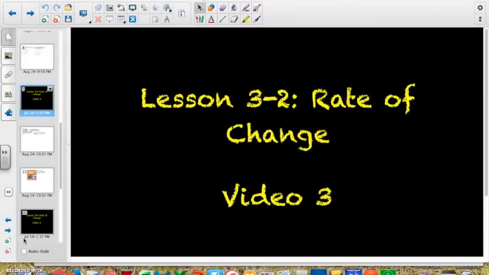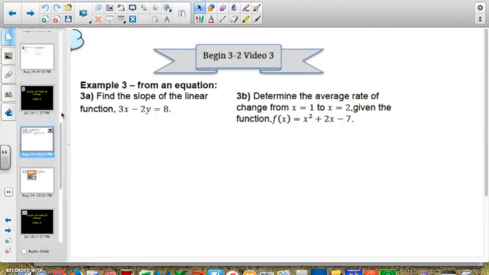Alright, welcome back to video 3 for lesson 3-2. We're going to take a look at yet another way that you may be asked to find the rate of change, and that's going to be from an equation. Now with a linear, we've already talked about how to find the slope, but we're going to go ahead and do a review problem just to remind you guys.